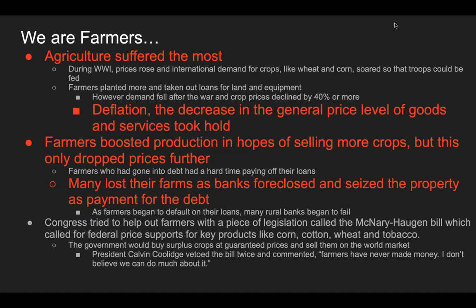And then you have something called deflation. Test question. Deflation is the decrease in general price level of goods and services, and it will take hold of the economy. Farmers increased their production in hopes of selling more crops, but this will only drop prices further. Again, if you have too much of a good in the market, the price drops.